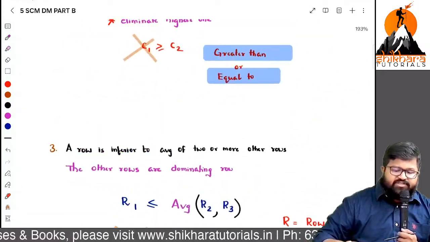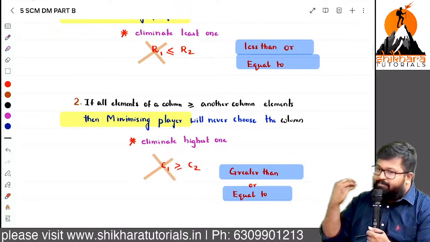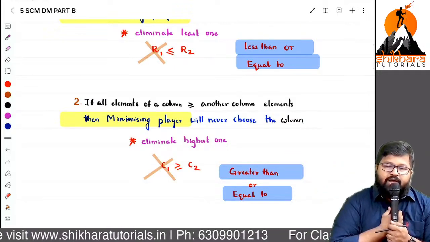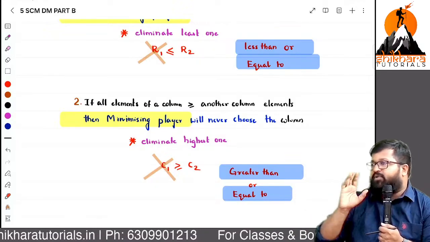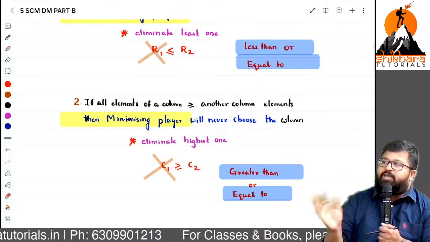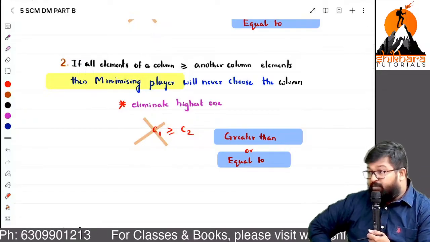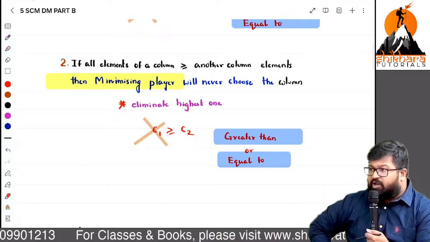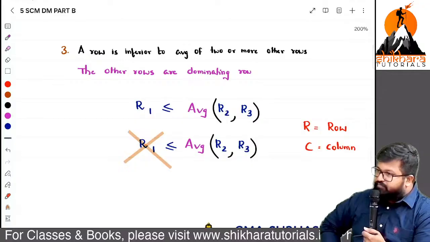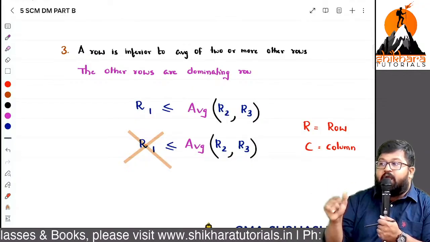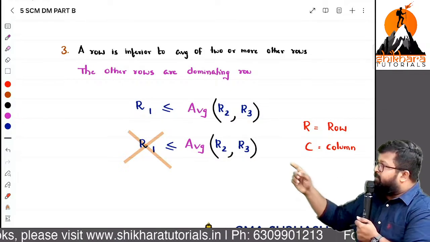So what is the first rule? Regarding row parts, rows are compared and I am a maximizing player. What is my main motive? Eliminate the least row. Sometimes there can be equal numbers also. What about rule number 2? We go with column comparison. In the case of columns, the highest column is eliminated. And rule number 3? When rules 1 and 2 fail, we go with rule number 3.